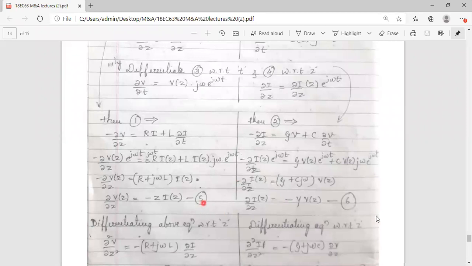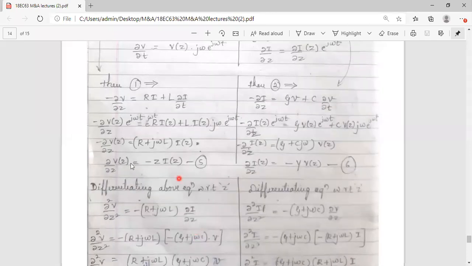So hope you understood equation 5 and 6. They are the first order equations. Still we have not moved to second order. From the KVL and KCL equations 1 and 2, then the phasor equations we differentiated with respect to z and t, we got 4 equations, and then we took KVL and KCL, substituted those differentiated values, and we got the first order equations 5 and 6. Hope you understood till this, equations 5 and 6. Then we will go for double differentiation for solution finding.